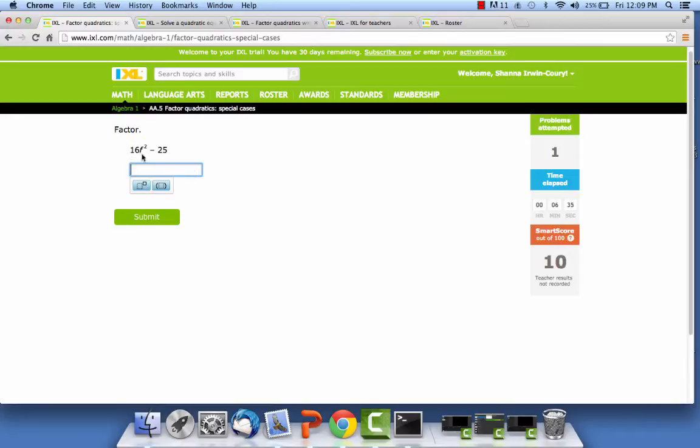The square root of 16f squared is the square root of 16 times the square root of f squared. And then this one, the square root is 5. So we're going to have the square root minus the square root times the square root plus the square root.